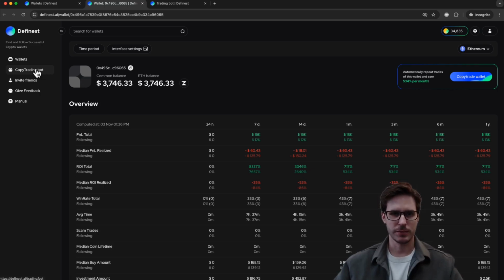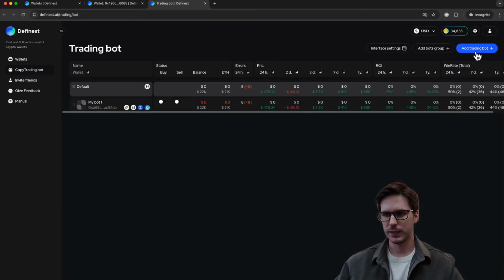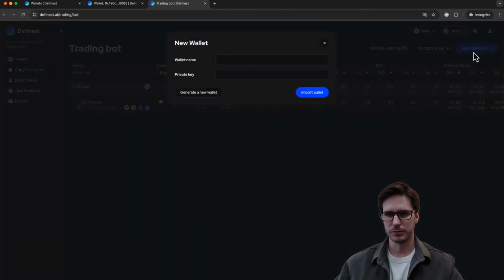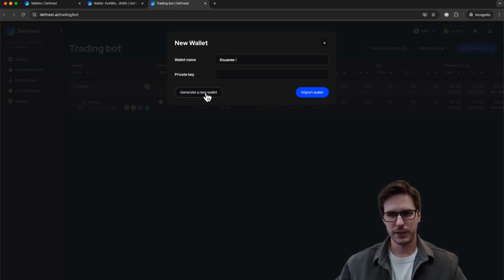So how do we copy transactions? First, go to the copy trading bot and click Add a new bot. For the bot to work, it needs a crypto wallet. Accordingly, we can either create a new wallet or import an existing one. I recommend creating a new wallet. We come up with a name for the wallet and click on Generate New Wallet. That is, create a new wallet.